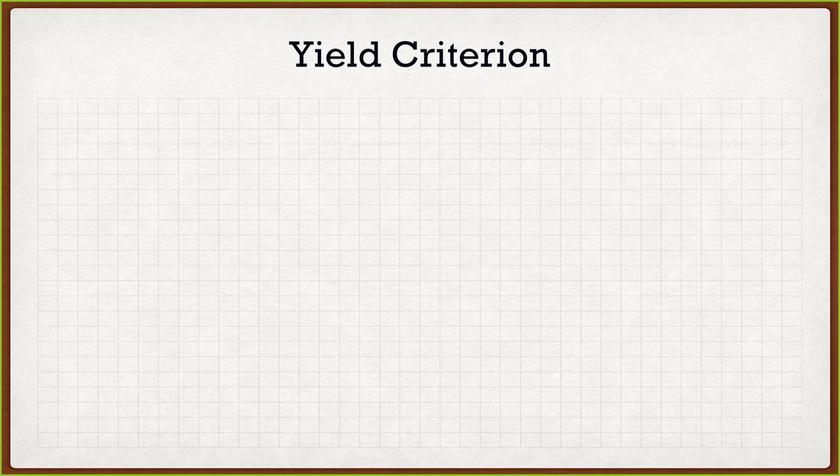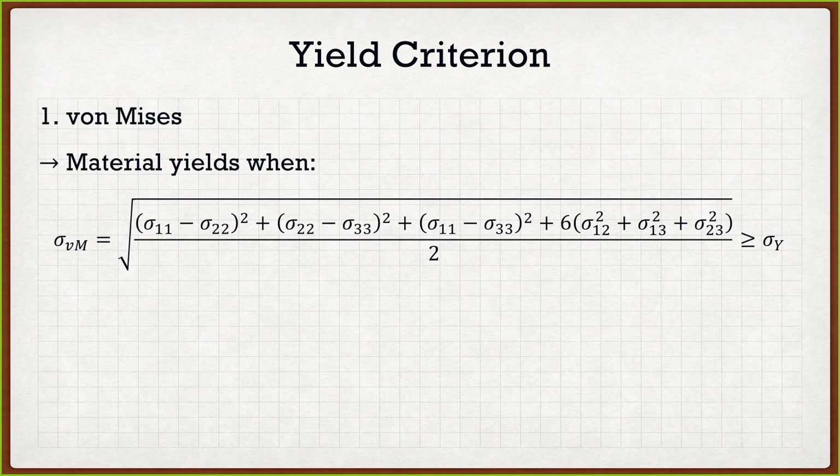But first we'll talk about yield criterion. The first one is the most simple one, the von Mises. We discussed in the previous question that we have a formula for the von Mises. It's pretty ugly, but we have everything we need. So for part A, all we're going to do is calculate the von Mises stress using our applied stress, and we're just going to compare it to that 496, or whatever the yield stress is. If it's greater than, it's yielding. If it's less than, it's not yielding. So von Mises, usually piece of cake.